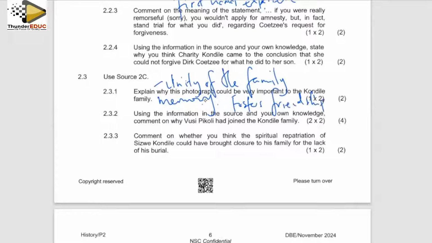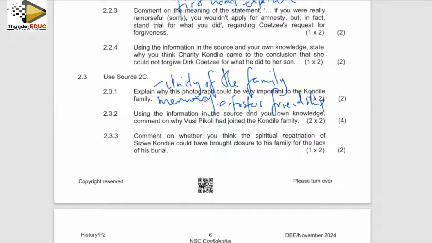The presence of Vusi Piccoli is a symbol of friendship. He had worked with the late and had gone to Lesotho together into exile and had formed the underground operation in South Africa together as a friend and as a colleague in the workplace. So it fosters friendship for the family. They will always remember that they befriended very well with Vusi Piccoli.